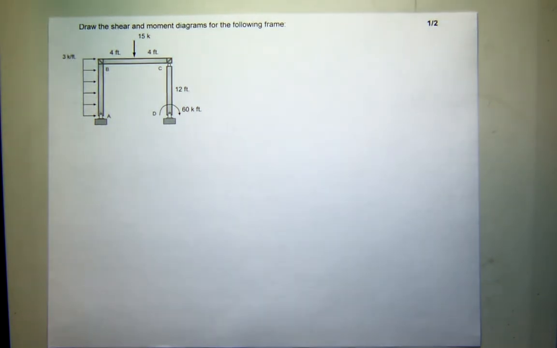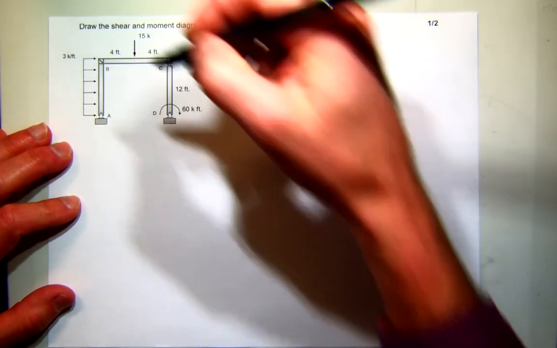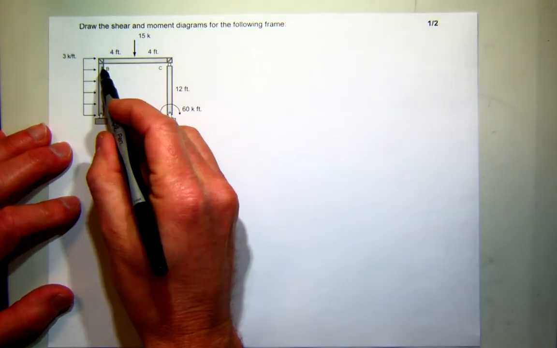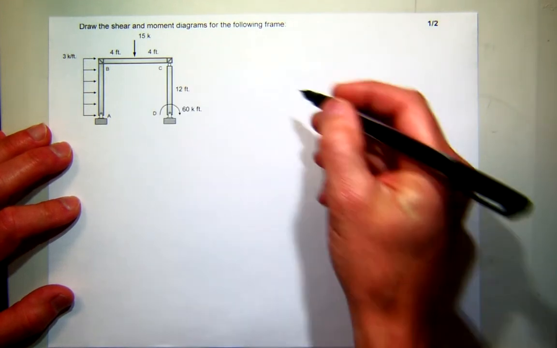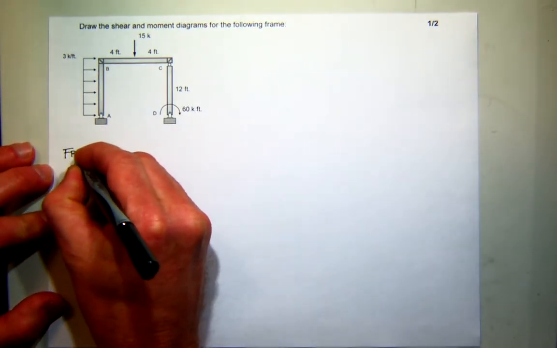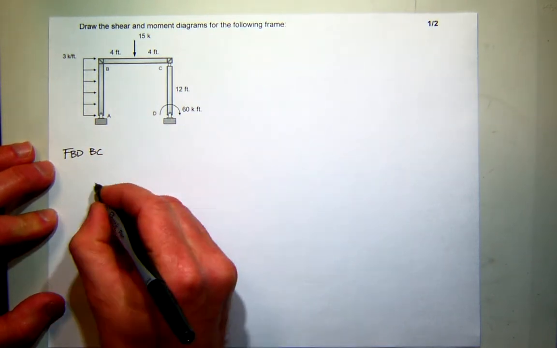And let's break it apart at B. So when I break it apart here at B, I think the easiest one to work with would be the section BC. So I'll draw a free body diagram of section BC.